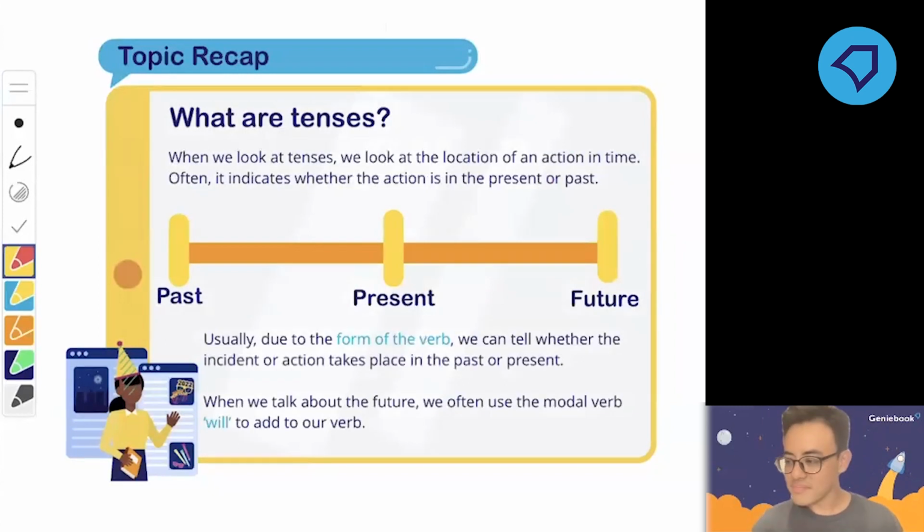Okay, next one. Tenses. Usually due to the form of the verb, we can tell whether an incident happens now or in the past. Okay, but what if it happens in the future? Ooh. Okay, then we will add this word here, will. Just the word will turns it into a future tense.